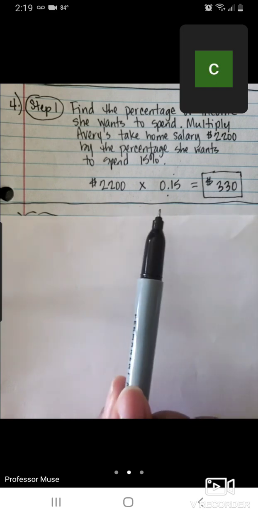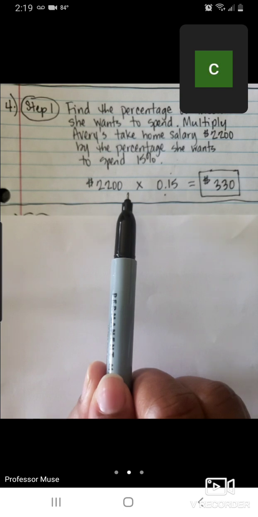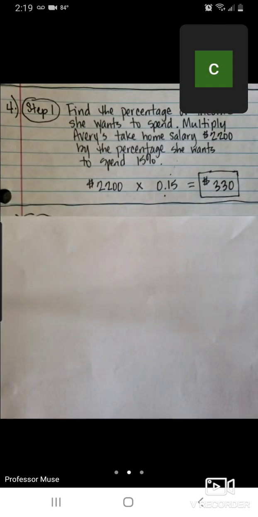All right, so Avery takes home $2,200 each month. She wants to spend no more than 15%. So you're going to take that salary and you're going to multiply it by the percentage given, 15%. Be sure to change it to a decimal. So 2,200 times 0.15 will give her a total of $330. So she can afford $330. So that will be your final answer for number 4.